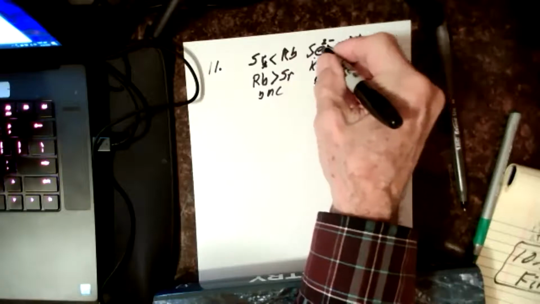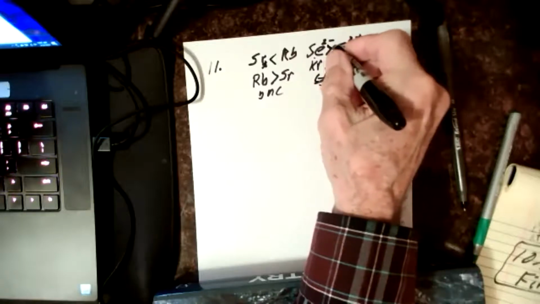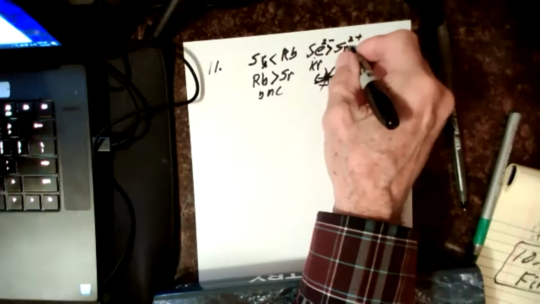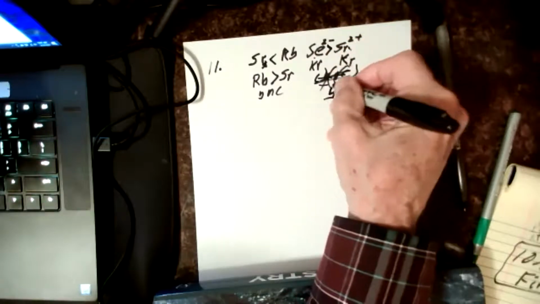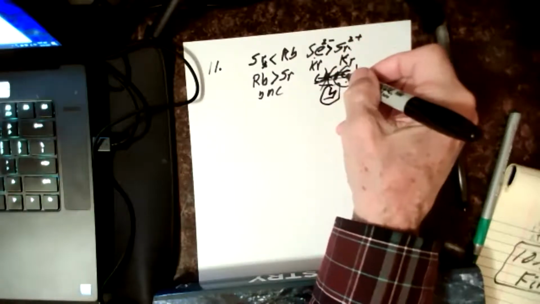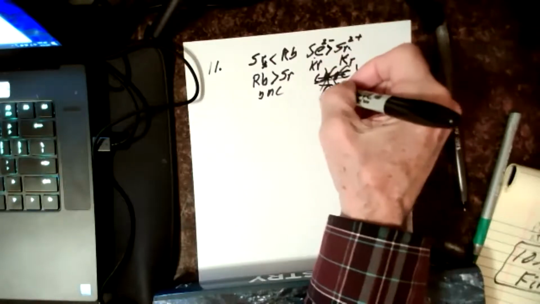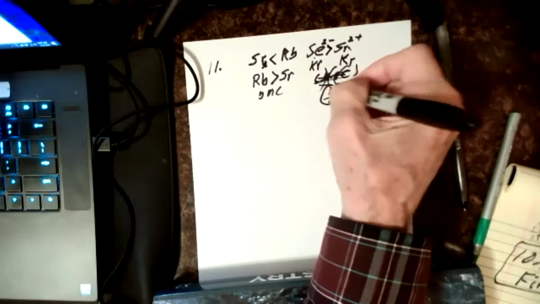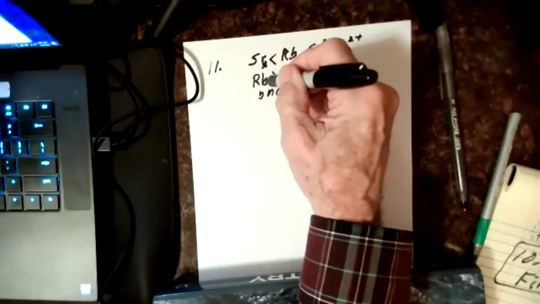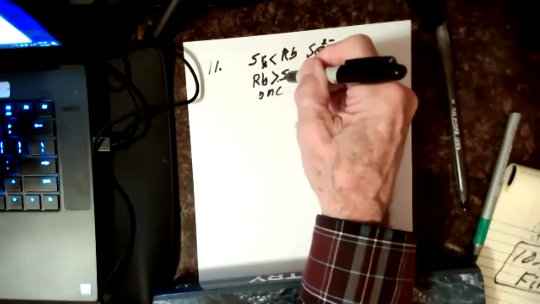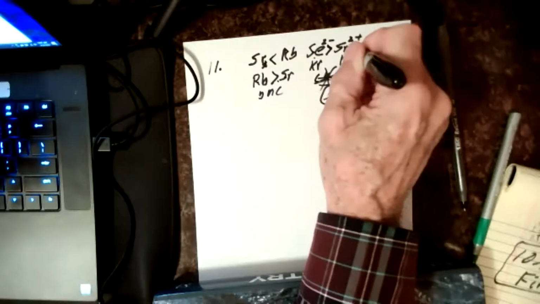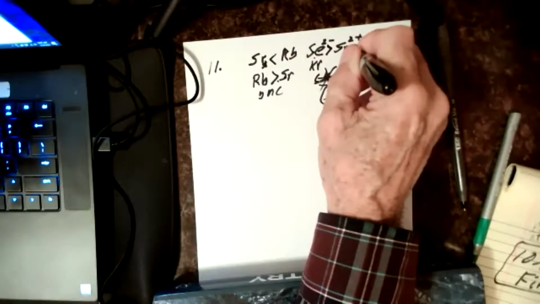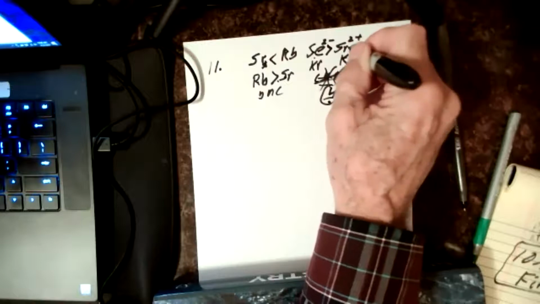SE greater than SE2 minus, this is in response B, but C has them reversed. So the correct answer then would be B. It would have RB greater than SR and SE greater than SR2, SE2 minus greater than SR2 plus.